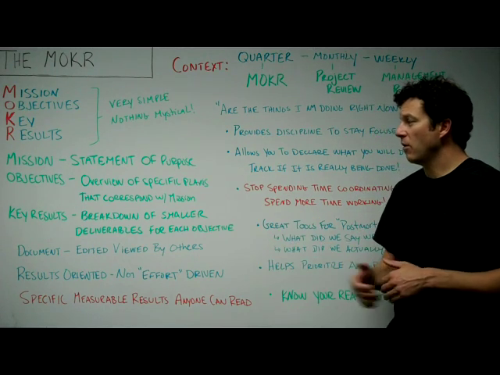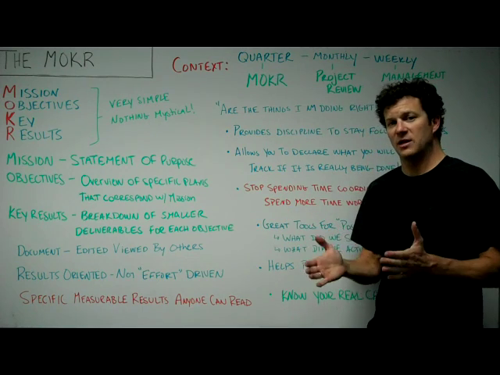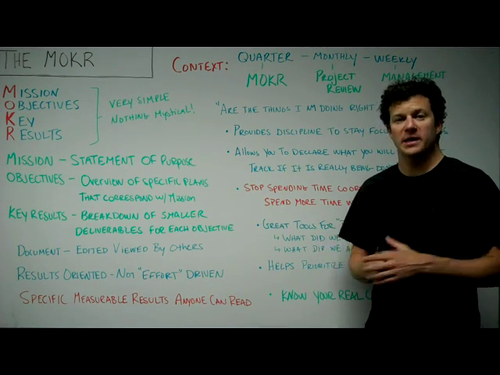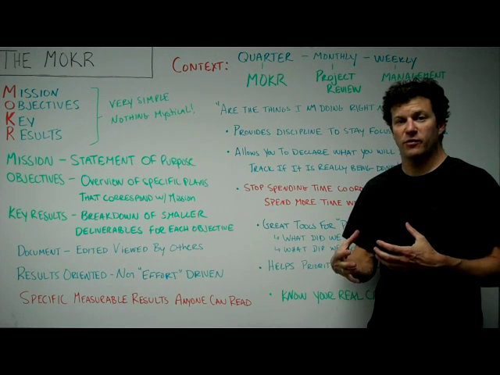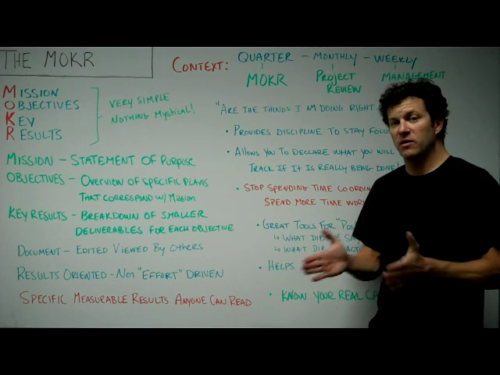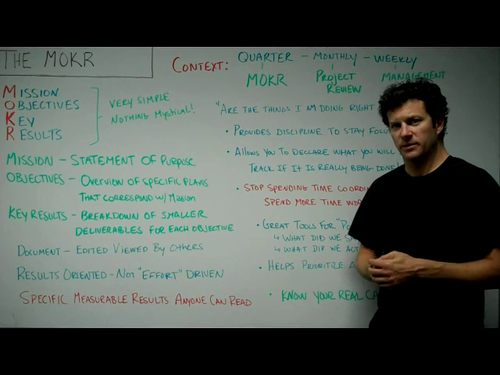The objectives are an overview of specific plans that correspond to the mission. So you're going to take your mission statement and break it down into overview ideas that are the objectives for the next period of time. In Mocher's case, it's 4 months. For that period of time, what are the pieces that I need to do in order to accomplish my mission?